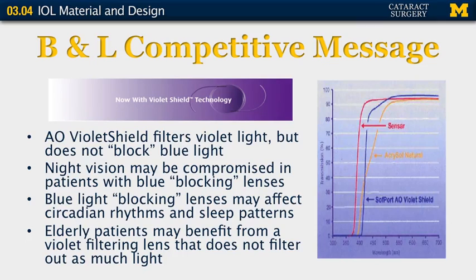Bausch & Lomb has a competitive message. They filter out the violet end of the spectrum. Their thoughts are that night vision is not as compromised when one blocks out the violet rather than the blue. And in addition, there have been studies indicating that perhaps blue light is important to our natural circadian rhythms and sleep patterns. We all know that there are frequently complaints among the elderly about difficulties with sleep, and perhaps it is not beneficial to block out the blue light as a result.